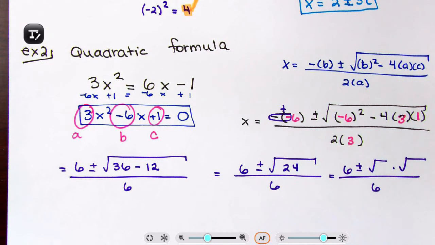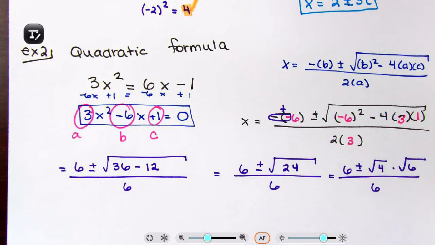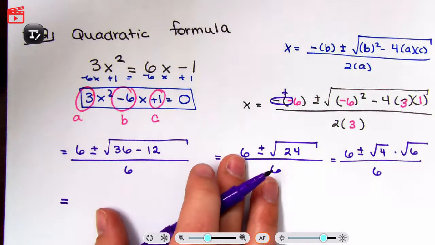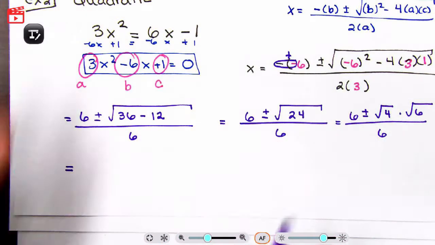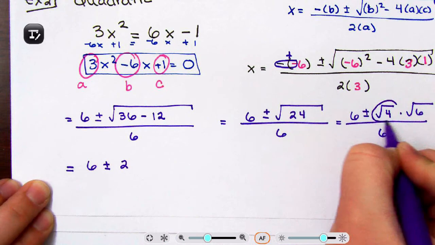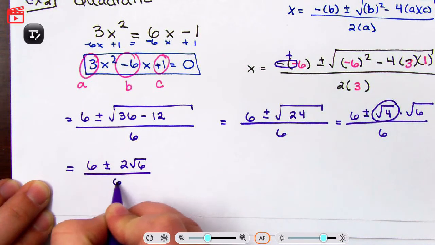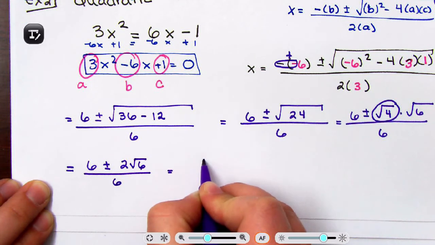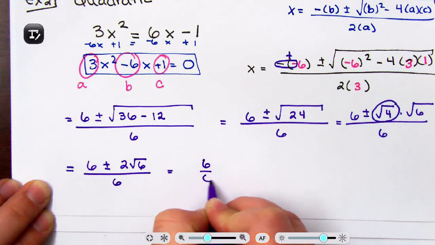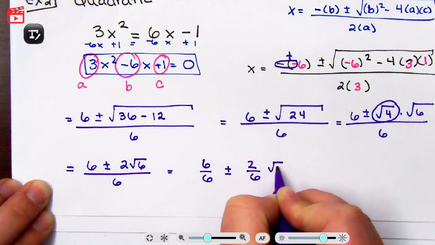I'm thinking 4 and 6. 4 times 6 is 24, and I can take the square root of 4. I'm going to bring the paper up a little bit higher so you guys can see. So I have 6 plus or minus 2, because the square root of 4 is 2, times the square root of 6, divided by 6. And that's equal to, and I'm going to split this up, 6 divided by 6 plus or minus 2 divided by 6, and then you have your square root of 6.